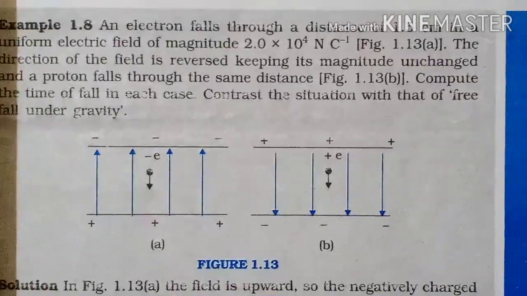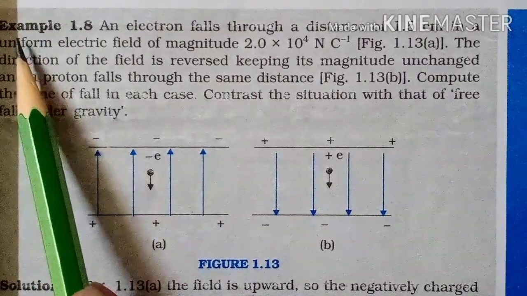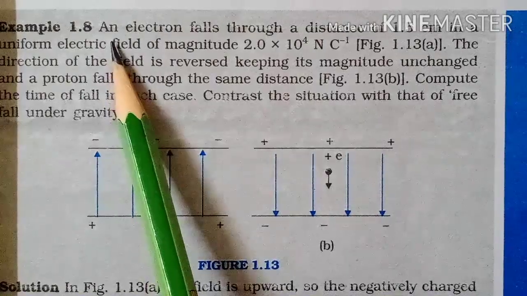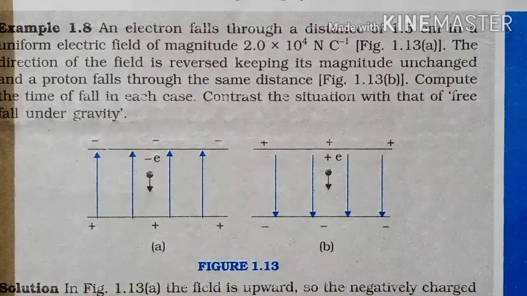Today we will solve some examples related to electric field. First we will solve example 1.8. In example 1.8, what is given? An electron falls through a distance of 1.5 centimeter.